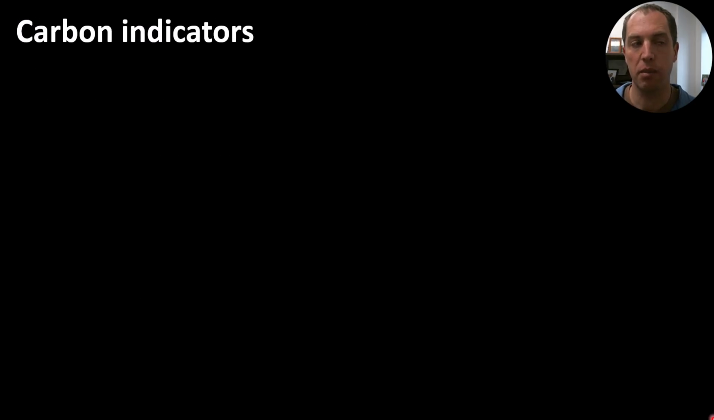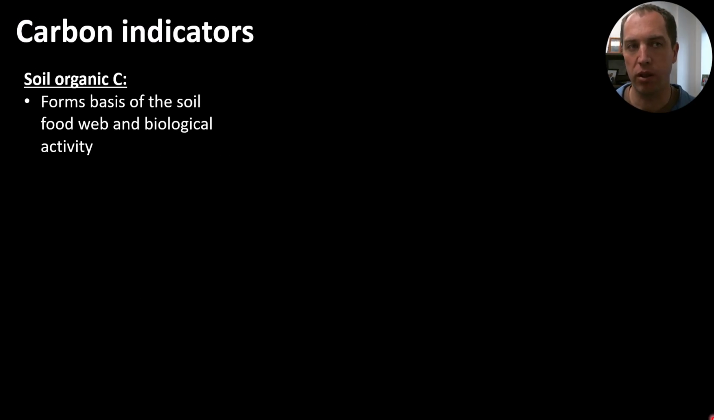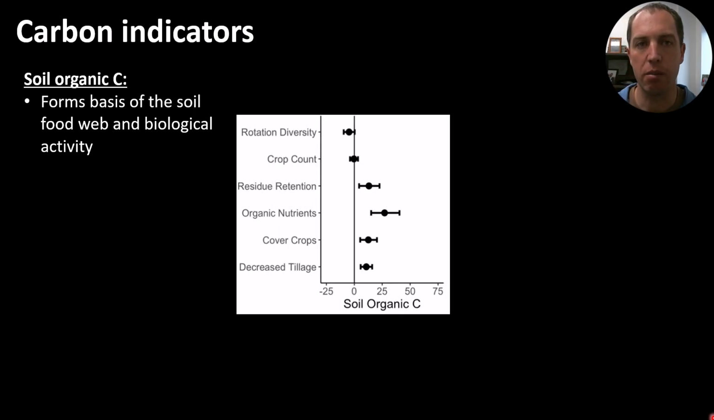First of all, we're going to look at some carbon indicators. This first one is soil organic carbon. It forms the basis of soil food web and biological activity. If we look right here, we can see pretty quickly at the rotational diversity, we don't see a lot of effect. Crop count, not a lot of effect. What we're really looking for is difference from the zero, so we want these points to be over in this area. But once we start retaining residue, having organic amendments, including cover crops and decreasing tillage, that's where we move the needle this way. On this other side of the line, we start seeing improvement in these soil health metrics.